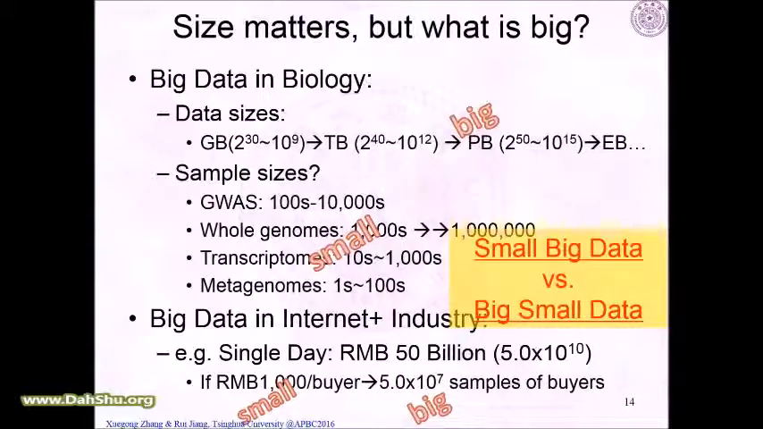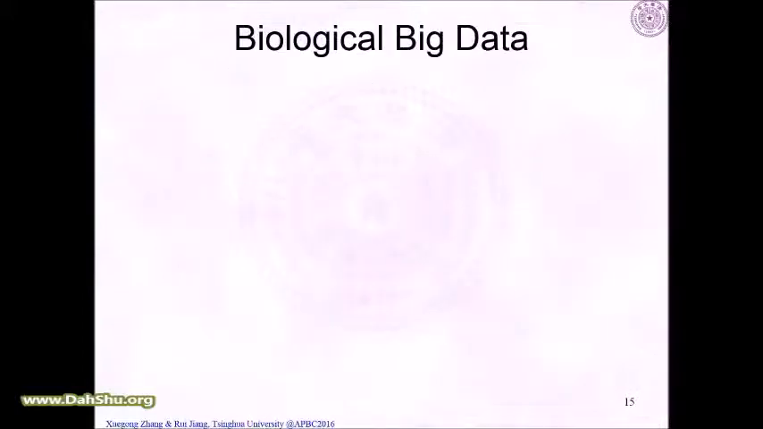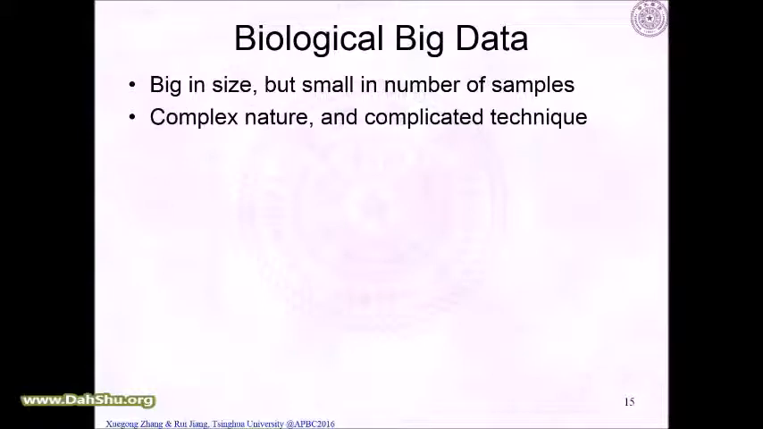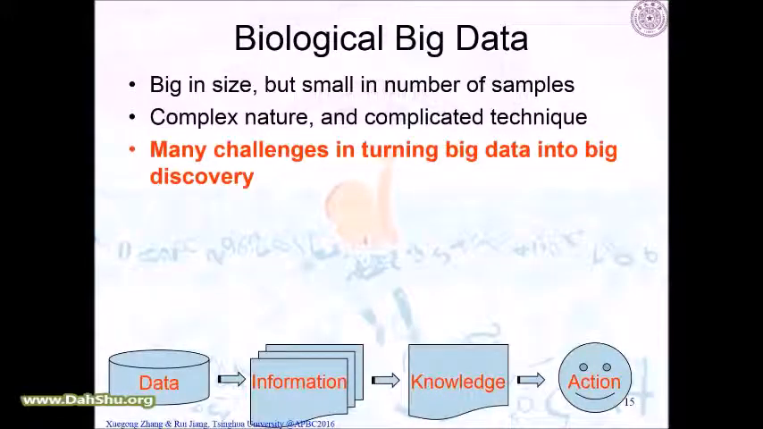The image is 100 or 1,000 by 1,000 pixels. That's it, right? It's not that complicated. But for the omics data, for each single person, we have gigabytes of data. So the challenge for biological data is that we have big size but a small number of samples, and we have a more complicated nature of the data, and so there are many challenges.